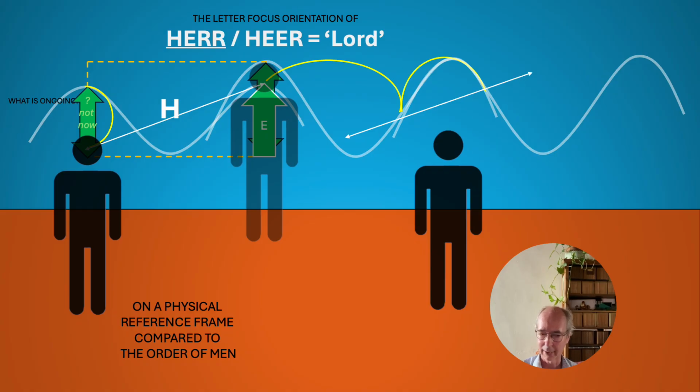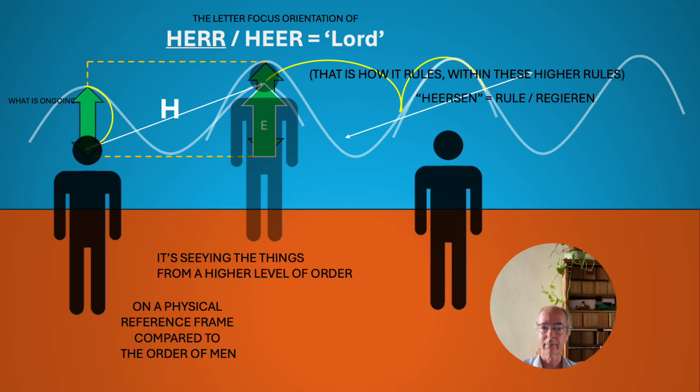Compared to persons, you have that person which can follow this up. You can see, okay, what do I have here? HERR is on a higher level. It's a person which lives on a higher level. On a physical frame, we compare this order to men, which seems to be like, okay, if we compare it to a man's position, it seems to be of a higher order. This HERR seems to have a higher order, a higher rhythm. And it also sees these things from a higher level of order.